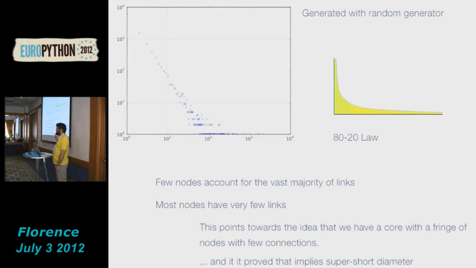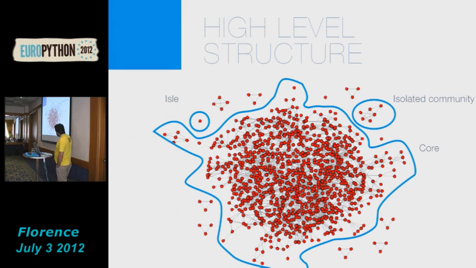And if you are into maths, there is also a very nice proof that a power law implies a super short diameter, okay? But anyway, nowadays, this is the idea. So the highly connected core, with some nodes that just go out from the core with just one connection, and some isolated communities and people with no connection.